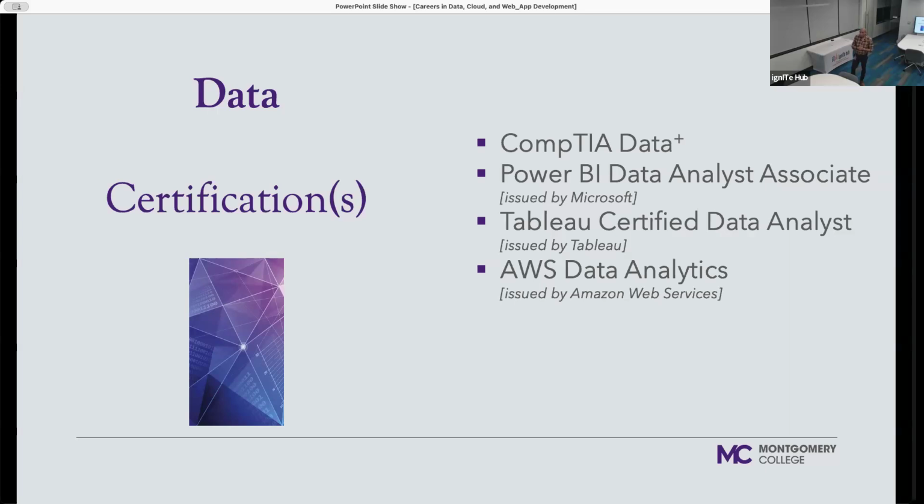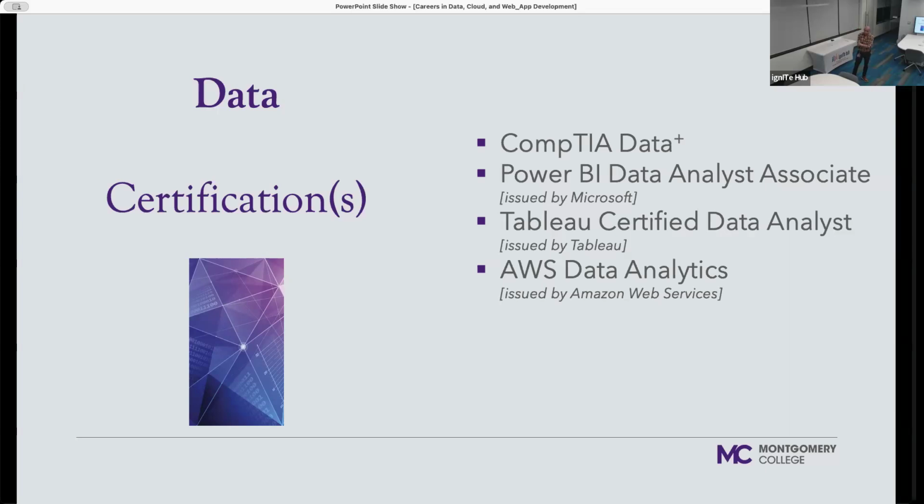It is issued by Tableau. And even though this is cloud, this is the AWS Data Analytics, because as you saw, data and cloud are kind of related. A lot of people are using the cloud to store their data, or to analyze and work with their data in the cloud rather than on their premises, okay? So this is the AWS Data Analytics. AWS, the platform, does have some built-in tools, and this is what their certification is about.